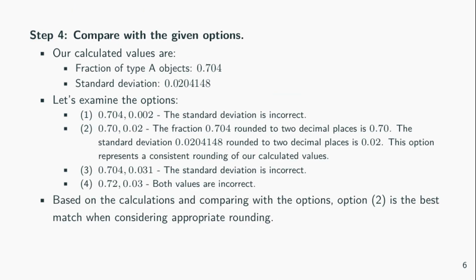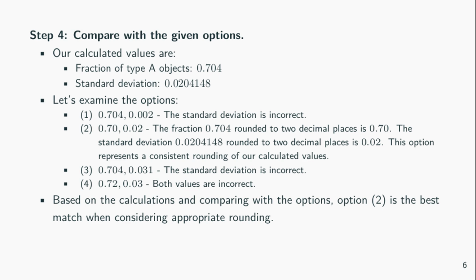Step 4. Compare with the given options. So our calculations give us the fraction of type A objects is 0.704 and the standard deviation is approximately 0.02. Let's look back at the options we were given. Option 1 is 0.704 and 0.002. Our fraction matches but the standard deviation doesn't.